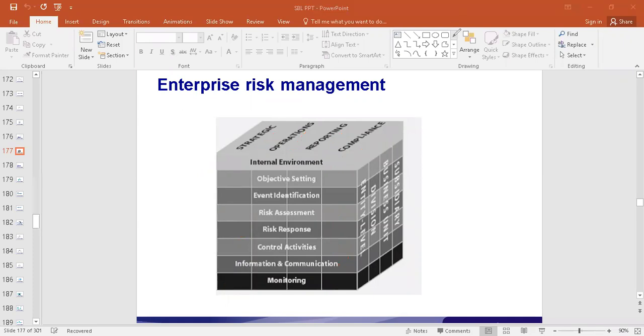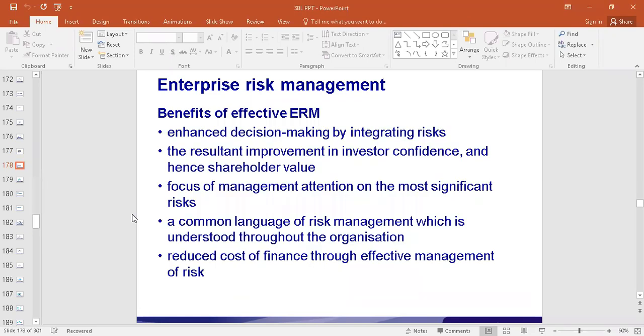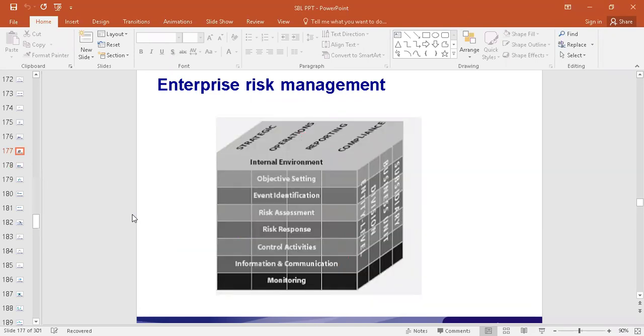Okay, let us look into each component. First one is understand the internal environment. Once again, I will repeat. Yes, in the morning also I explained that. But what are these components? One last time we will look into that. First, understand the internal environment.